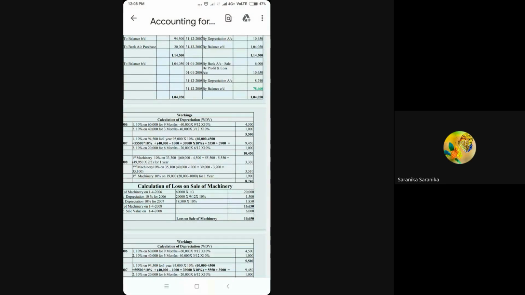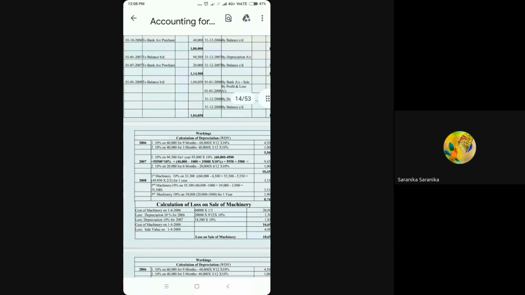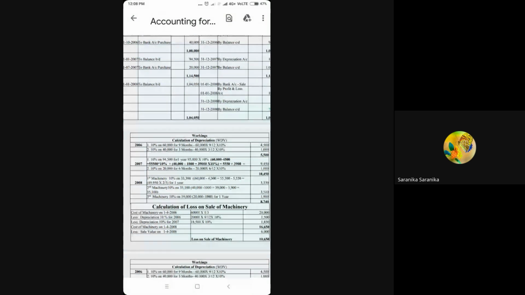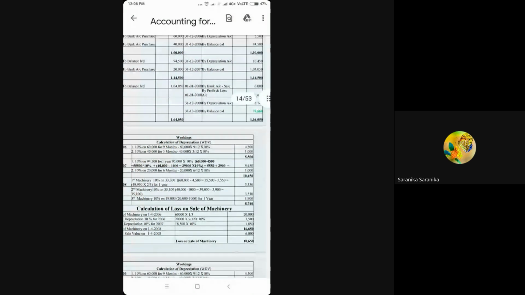Okay. Then you have to calculate depreciation on 1,04,050 into 10%. That is, in this balance you have to deduct the book value of the sold machinery.